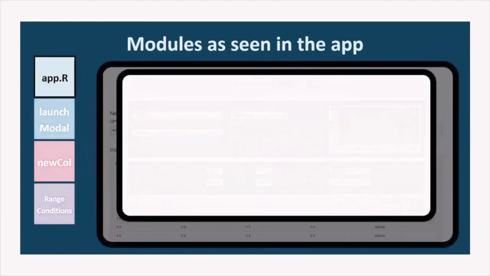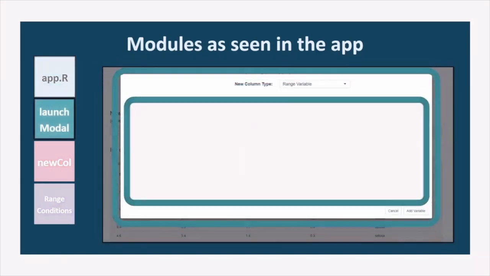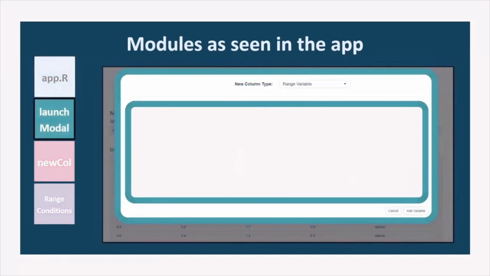It's going to be everything that is exclusive of that modal, so everything that's kind of grayed out in this image. Everything that launch modal controls is going to be the new column type, and then just a cancel and add variable button.